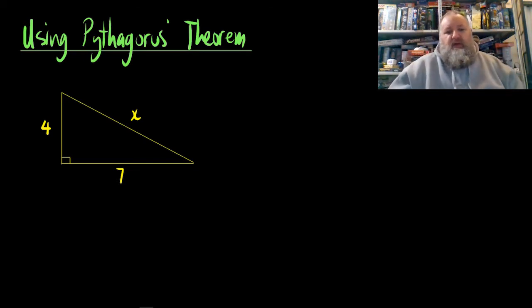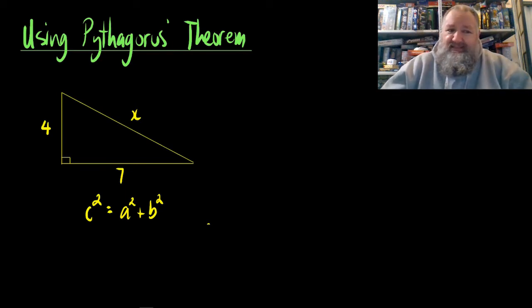Okay, so, we know the Pythagoras theorem. It is c squared is equal to a squared plus b squared. So which is A and which is B? The reality is, it just doesn't matter. I could call this side A, we could call this side B, so long as the longest side is C, you'll be okay. It's important to remember that. C is always the longest side.